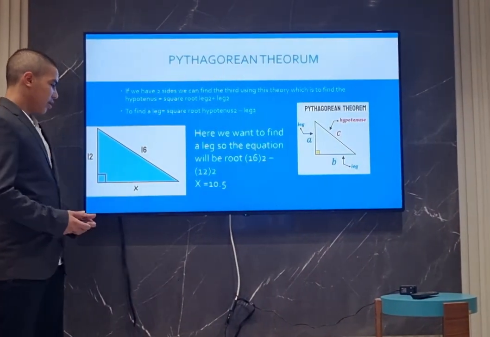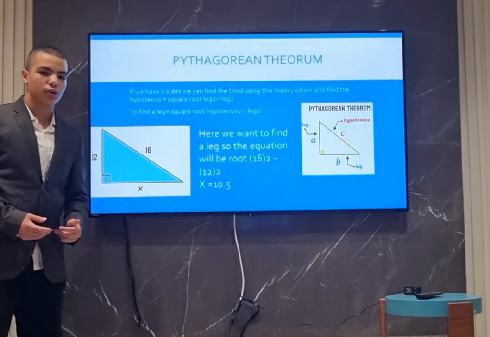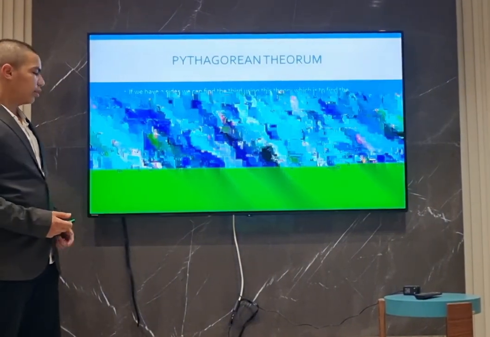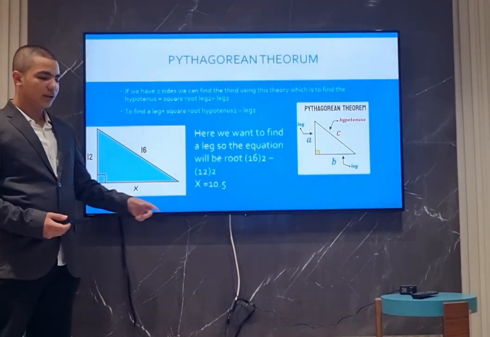Here we have the hypotenuse and one leg, and we want to find the third one. So we will take the square root of 16 power 2 minus 12 power 2. The answer will be 10.5.